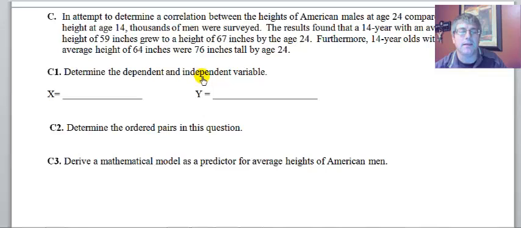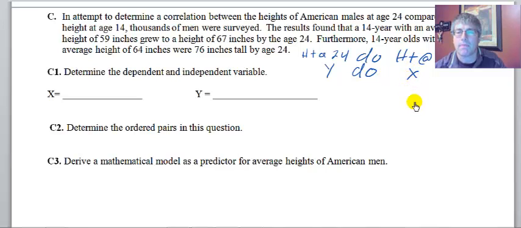So, determine our dependent and independent variable. Well, this is a little tougher, but apparently our height at age 24 depends upon our height at 14. So how tall we are at 24 depends on how tall we were at 14. So y depends on x. So our x must be the height at 14, and y is our height at 24.